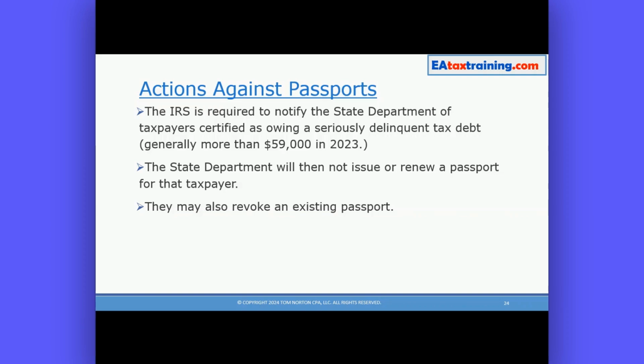So this accomplishes a couple of things. First of all, it can be an incentive. If somebody wants to travel overseas and they want their passport, then this gives them an incentive. And then secondly, it can help to prevent people from fleeing the country in order to avoid paying the amount of tax due.